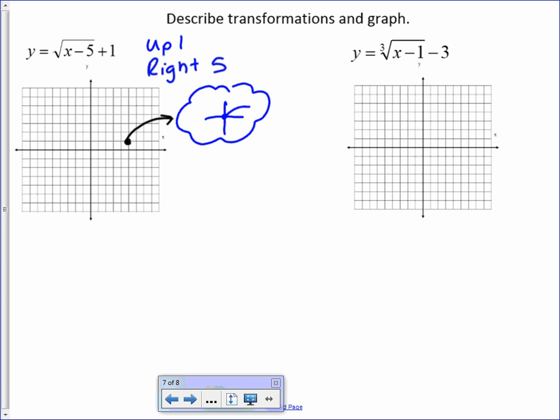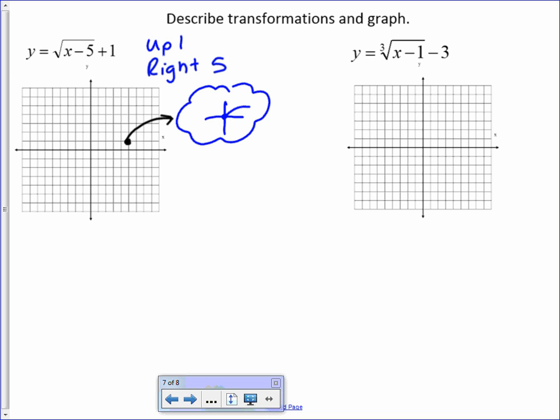I'm not requiring you to graph any other points. If you want to graph some more points, you can make a table of values. But you just have to have the right shape in the right location. Are we okay with how I drew my graph?